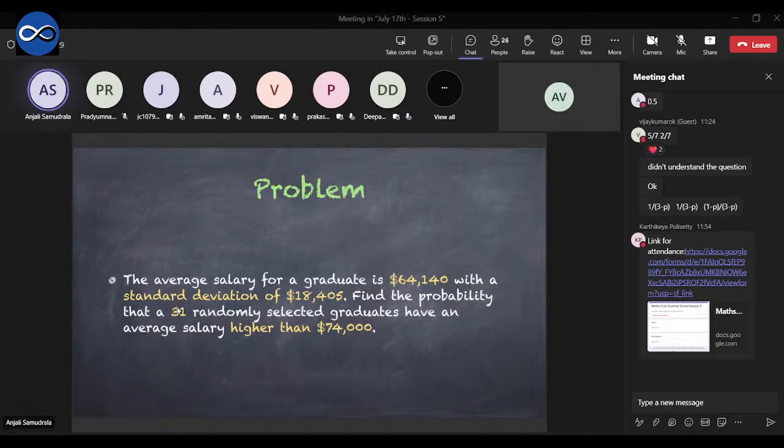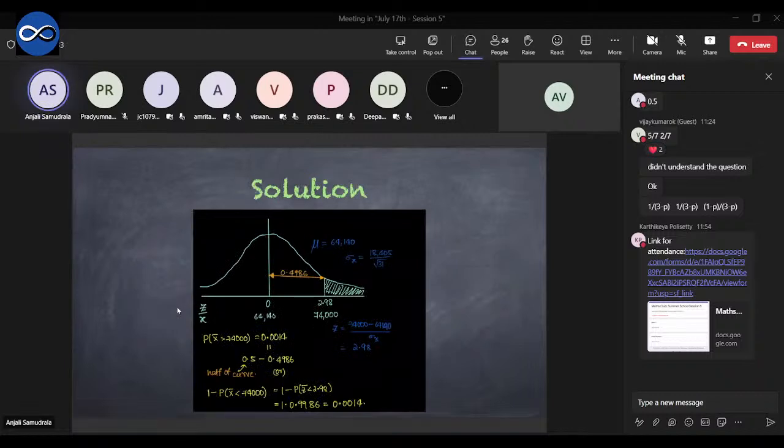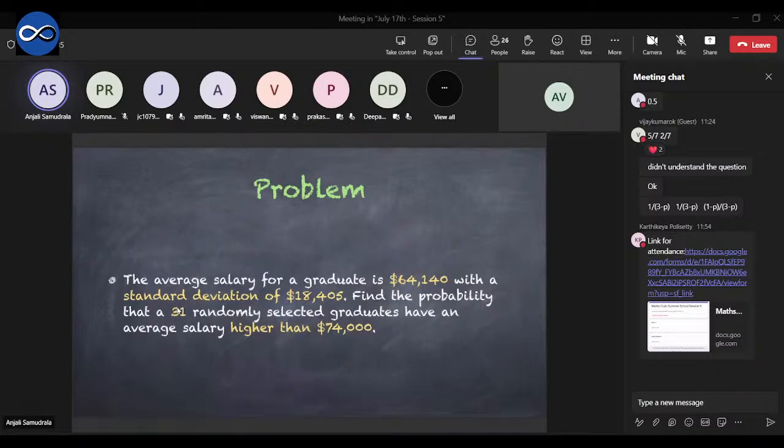So now we'll look at this question. Since the average salary for a graduate is 64,140 with a standard deviation of 18,405, find the probability that 31 randomly selected graduates have an average salary higher than 74,000.